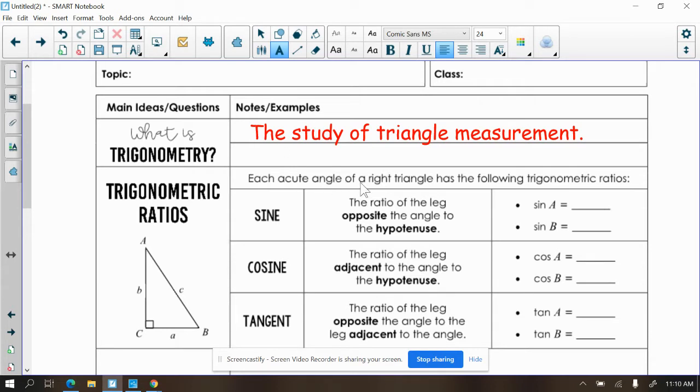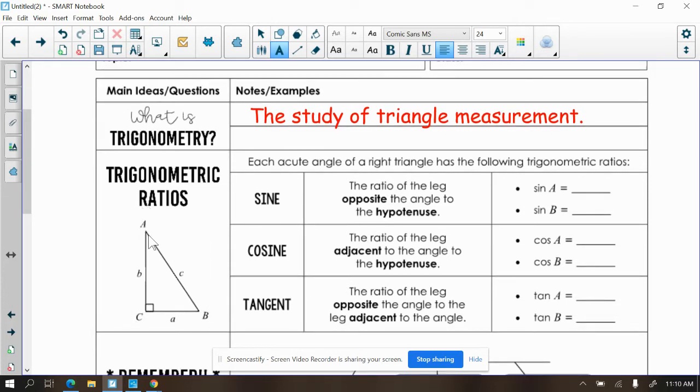Each acute angle of a right triangle has the following trigonometric ratios. We just say trig ratios to make it easy. If we're looking at this triangle, angle A has the side across from it, side little a. We use capital letters to mark our angles and lowercase letters to mark our sides. So angle A is across from side A, angle B is across from side B, and angle C is across from side C.